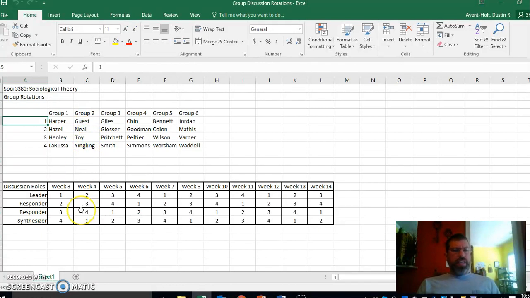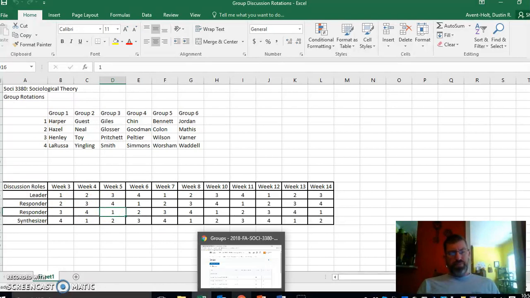Right? What that means is you have a number, right? Giles is number 1 for the group, which means on week 3, right, the beginning week, he or she will be the leader for the group. Right? Week 4, Giles will be the synthesizer for the group. Week 5, Giles will be the responder for the group. So figure out what your number is, right? Where you are in this, which box you're in, and what number you are, and then you can map out what your role will be each week in the discussions.